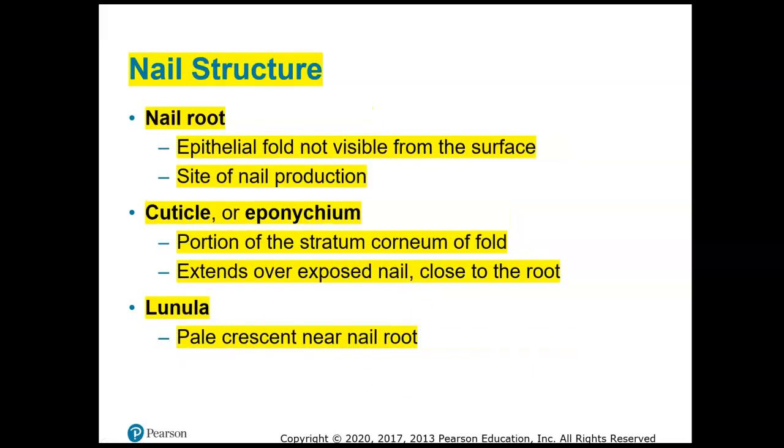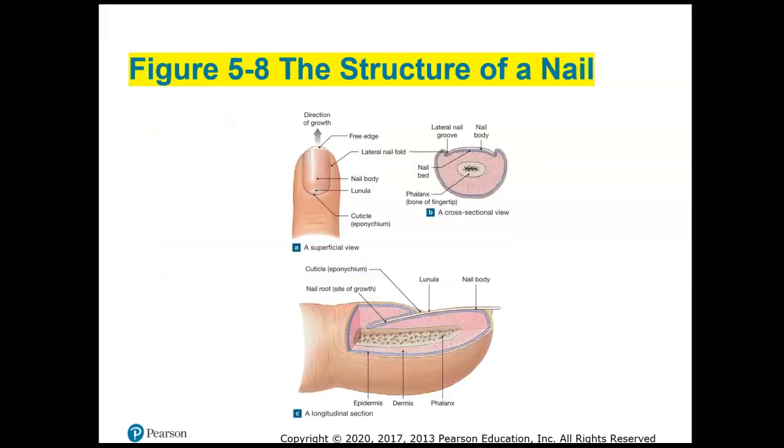Okay. We also have a nail root that's not visible from the surface. We have a cuticle or eponychium, which comes from the stratum corneum of the lateral fold that extends over the nail close to the root. So it comes from the stratum corneum of our skin. And then the lunula is the crescent, half moon shape that's near the root of our nail.